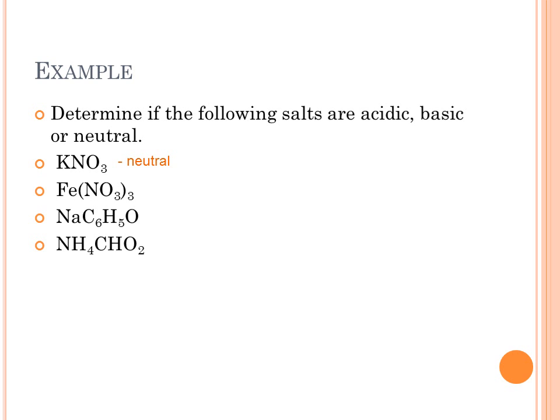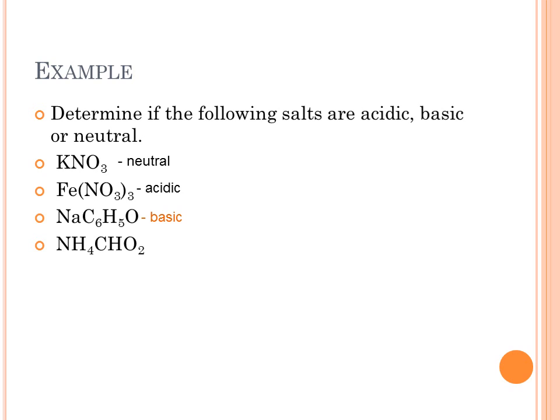In this case, the base it would come from would be ferric hydroxide. That's a sparingly soluble base. It doesn't completely ionize, so you could consider it a weak base of sorts, making iron acidic. So that salt would be acidic. Sodium phenolate. Sodium's neutral. Phenol can act as a weak acid, so the phenolate anion would be basic, and so we get a basic salt.